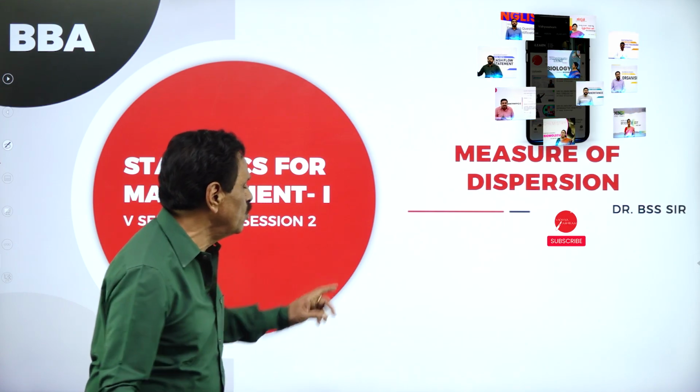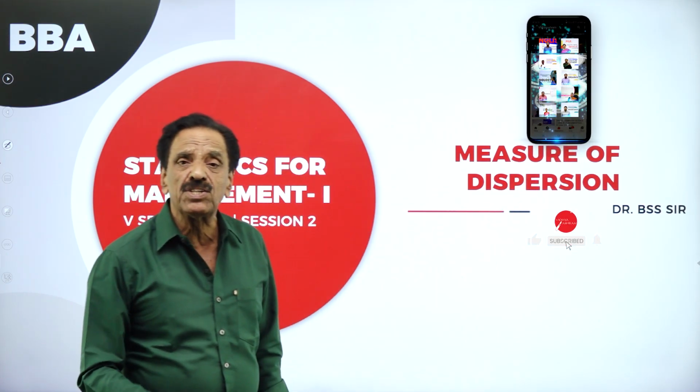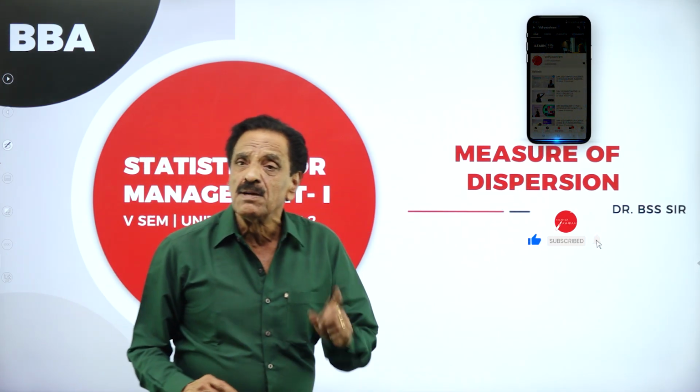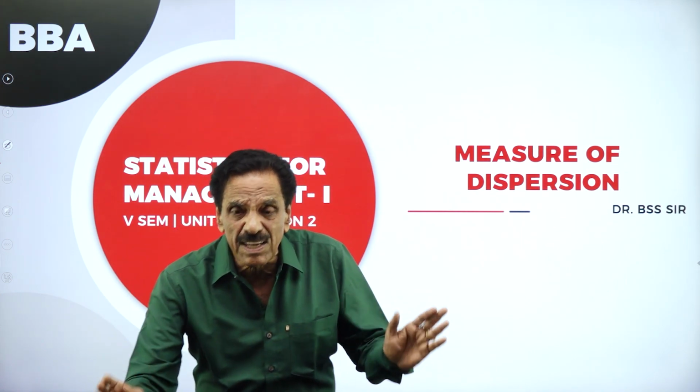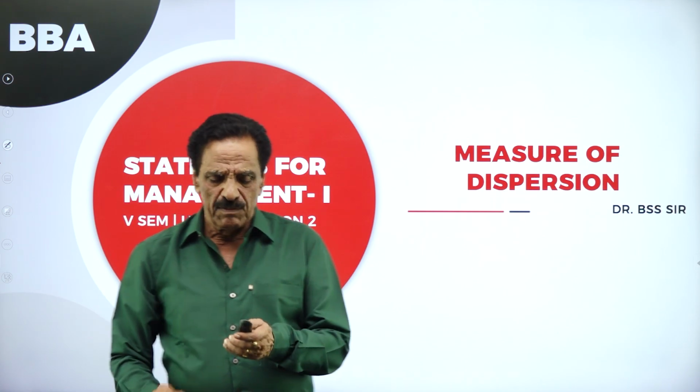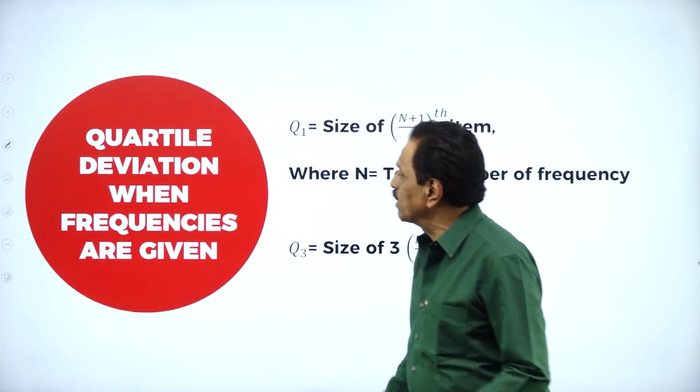Today, session 2, the chapter goes measure of dispersion. What does it mean by measure of dispersion? Dispersion means variation of a number. We'll move on to the problem now.